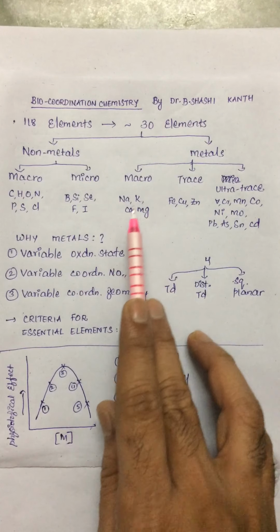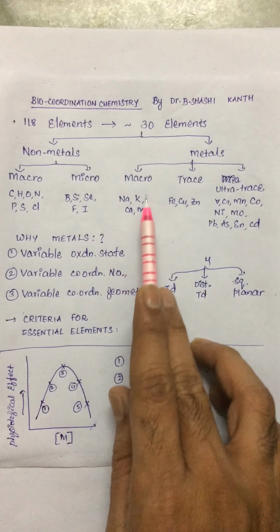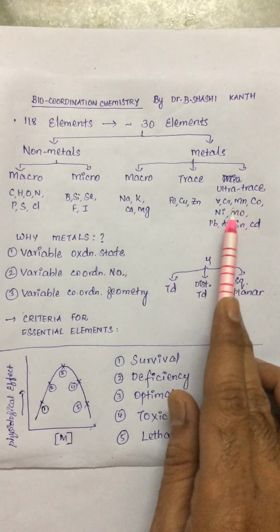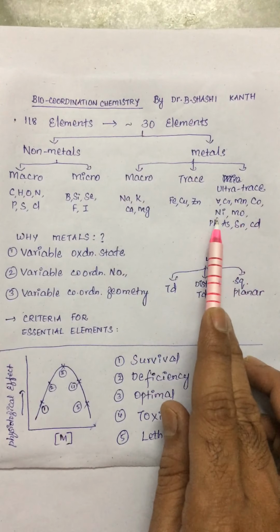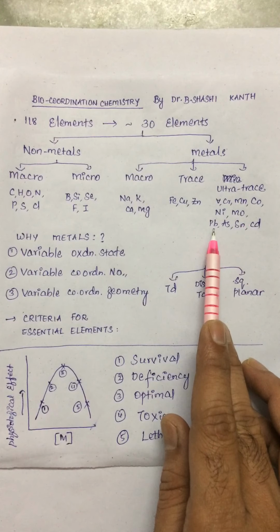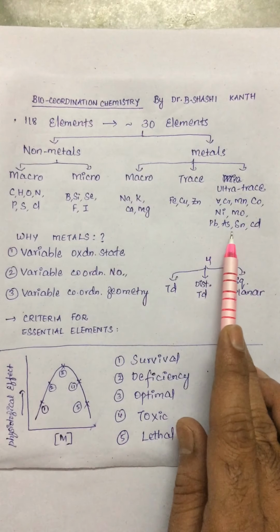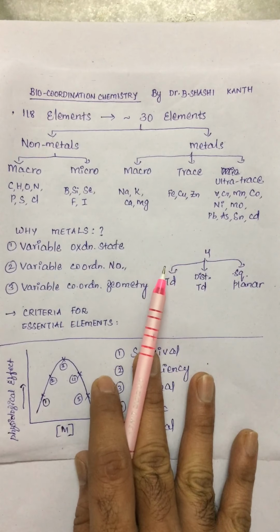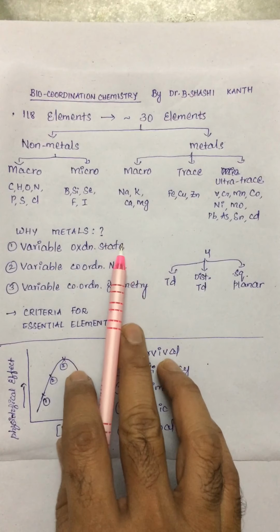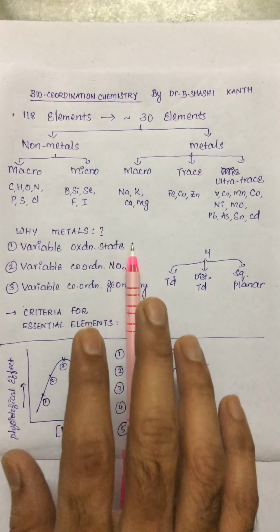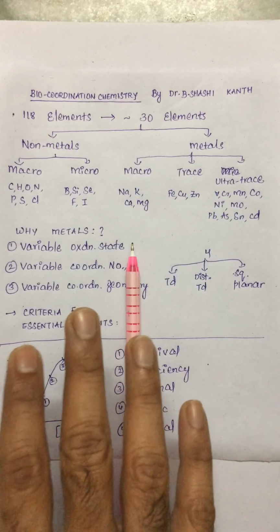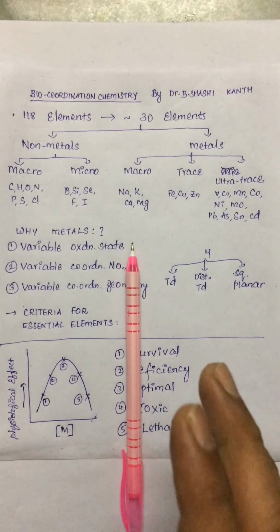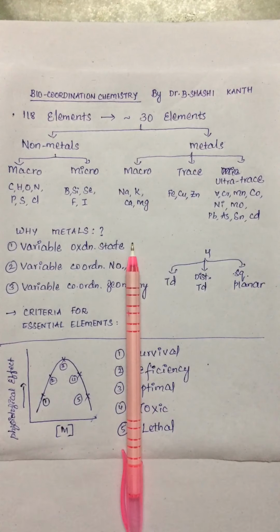When it comes to the metals, macro: sodium, potassium, calcium and magnesium in their ionic states; trace: iron, copper and zinc. In ultra trace, we have vanadium, chromium, manganese, cobalt, nickel, molybdenum, along with some amount of lead, arsenic, tin and cadmium, which mainly enter as some impurities. Non-metals are also important, but for our topic's purpose, let us only restrict ourselves to the metals.